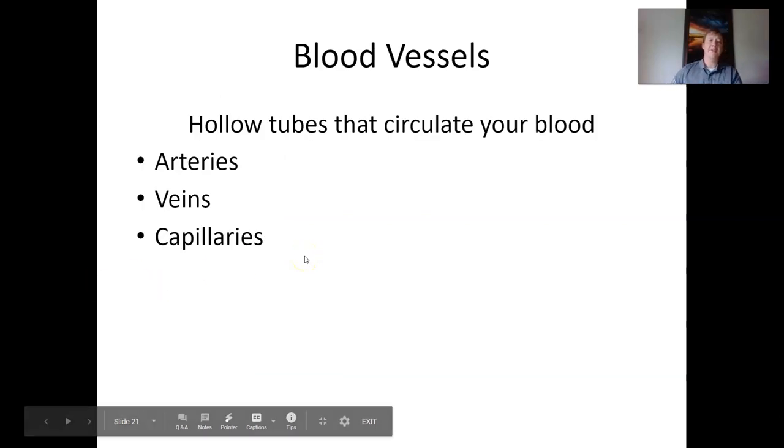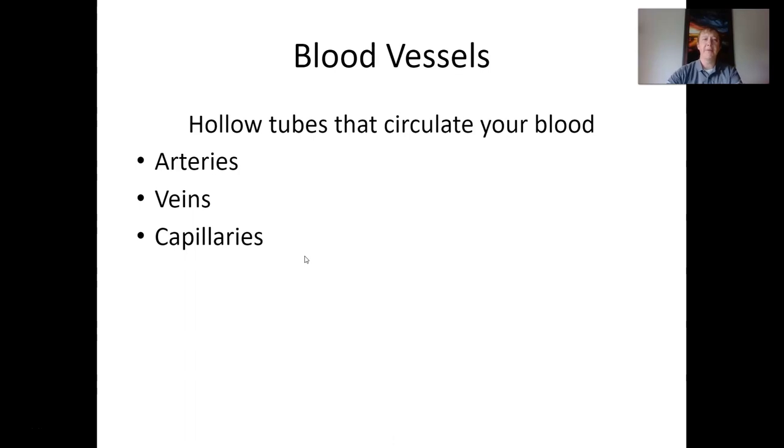So when we're looking at the blood vessels, there's three major types of blood vessels. We have arteries, veins, and capillaries. Again, the key thing here is they're basically hollow tubes that simply circulate your blood throughout your body. All right, so they basically break off into smaller and smaller tubes until eventually they get to the capillaries, where they can distribute the materials in the blood to the cells.